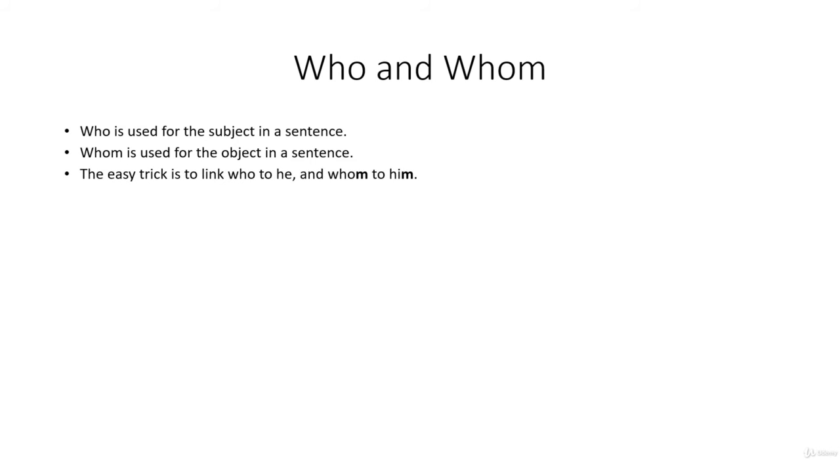You will notice in the previous examples, there were no examples with whom. We'll just explain this quickly. The difference between who and whom. So who is used for the subject in a sentence, and whom is used for the object. And there's an easy trick to decide which is which: you associate who with he and whom with him. So we see the M on whom and him. They match. So here's some examples.